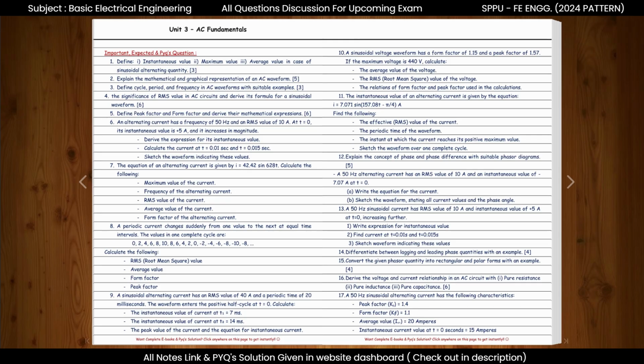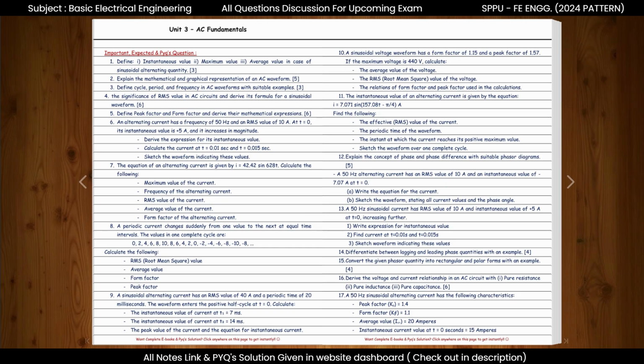Alright, let's move on to our next important topic, sinusoidal current with given factors. From this topic, we can expect questions such as, a 50 Hz sinusoidal alternating current has peak factor 1.4, form factor 1.1, average value 20 amperes, and instantaneous value at time 0 is 15 amperes. Express the final equation in proper sinusoidal form. Here, the equation is formed using all given parameters by substituting them into the standard sinusoidal equation.